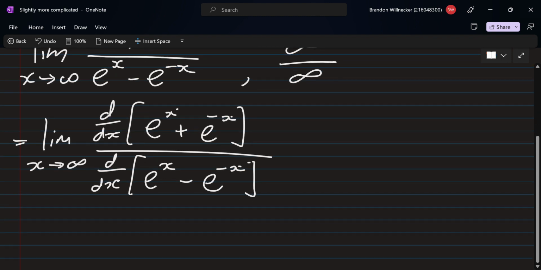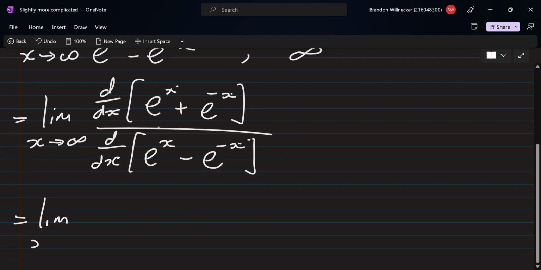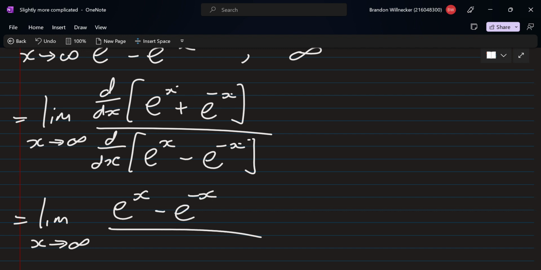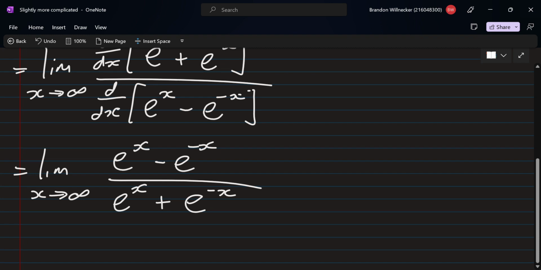Okay, we're just going to use L'Hopital's rule and see what happens. Here we get the limit as x goes to infinity. The top part, the derivative of e to the x, that's just e to the x. The derivative of e to the minus x is minus e to the minus x. And then we're going to have e to the x plus e to the minus x. Okay, so it doesn't look any different to what we had before.